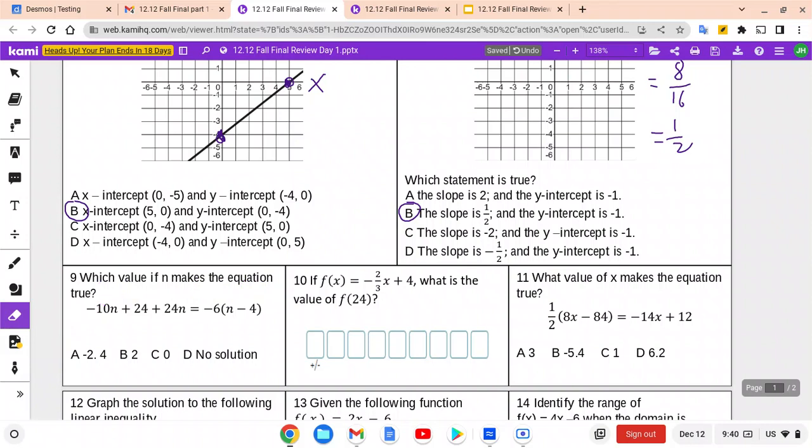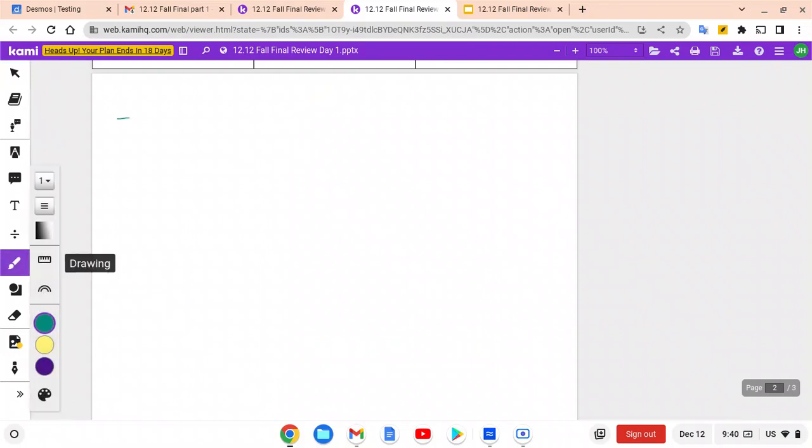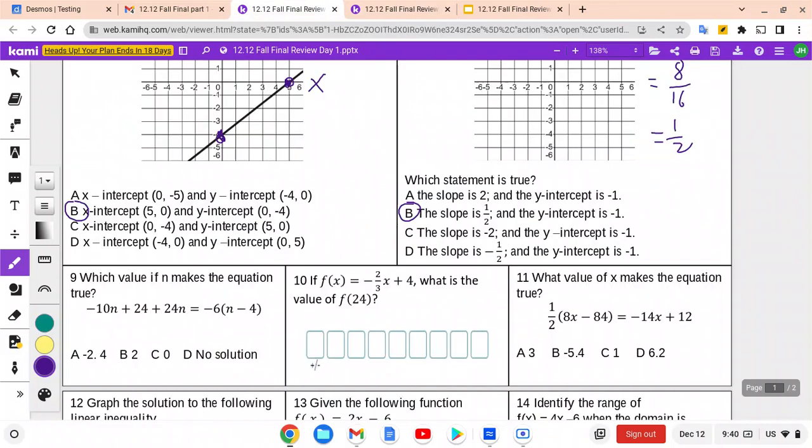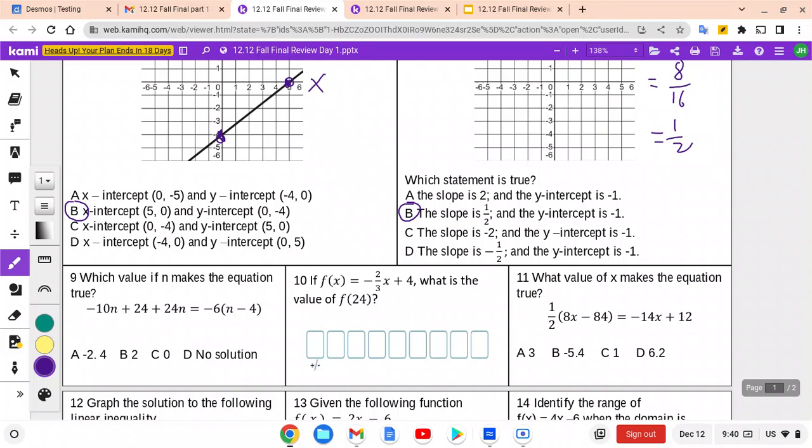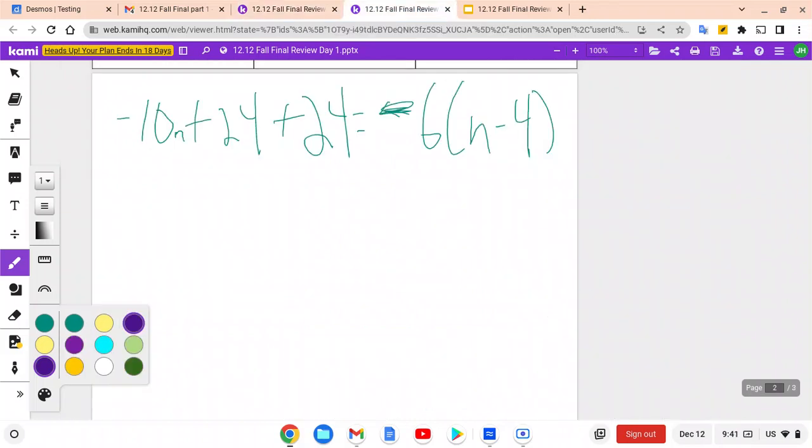All right, so I don't have a lot of room here, but I'm going to do it the old-fashioned way. In fact, I'm going to come over here. -10n plus 24 plus 24n equals -6n minus 4. Oops, it's supposed to be a negative. And basically, I'm going to do it the old-fashioned way and clean things up. Let me make sure I got all that right. Oops, I forgot the n right here. Okay, good thing I double-checked.